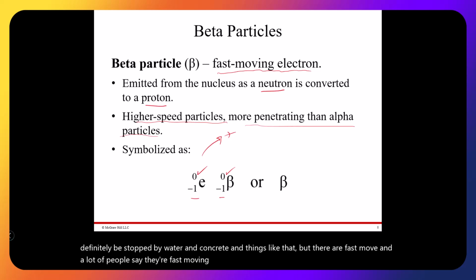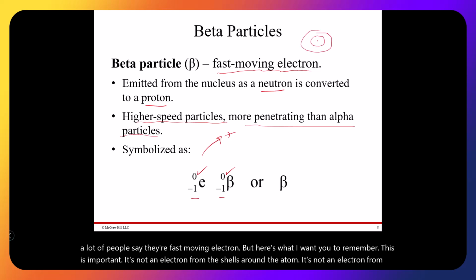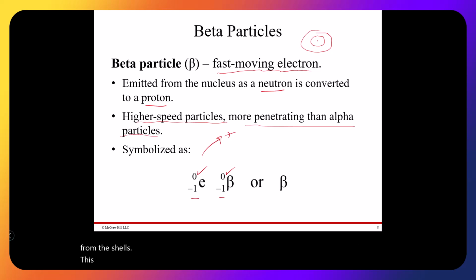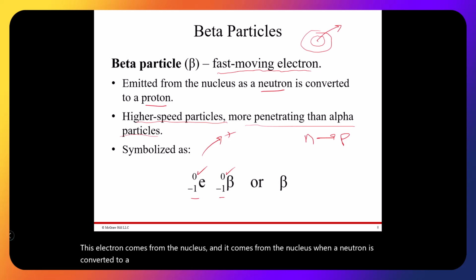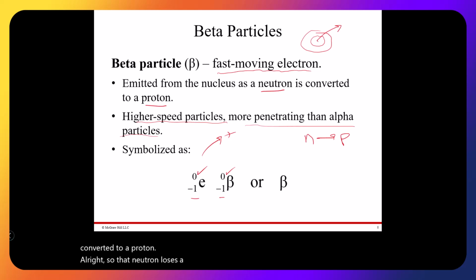But here's what I want you to remember. This is important. It's not an electron from the shells around the atom. This electron comes from the nucleus, and it comes from the nucleus when a neutron is converted to a proton. So that neutron loses a beta and becomes positively charged, and we call it a proton then.